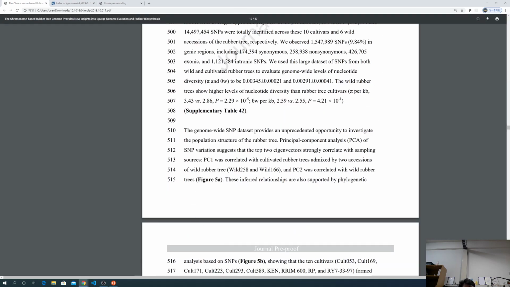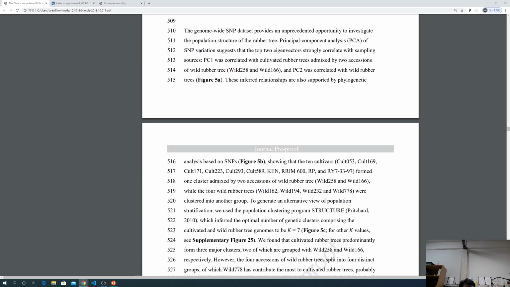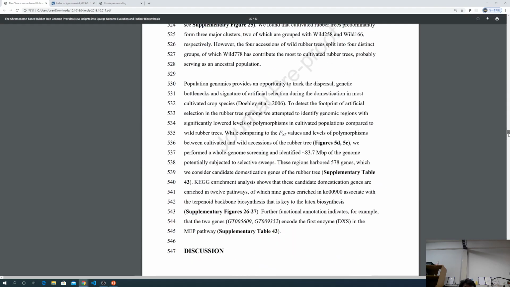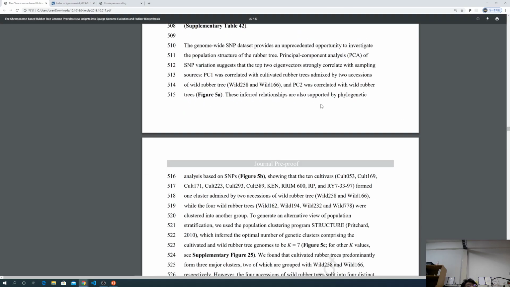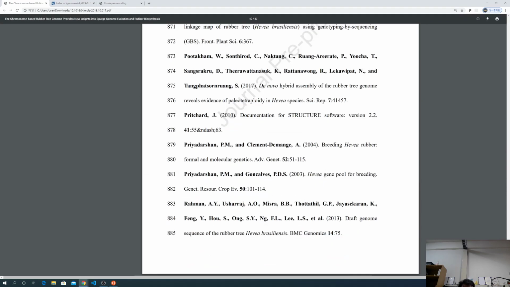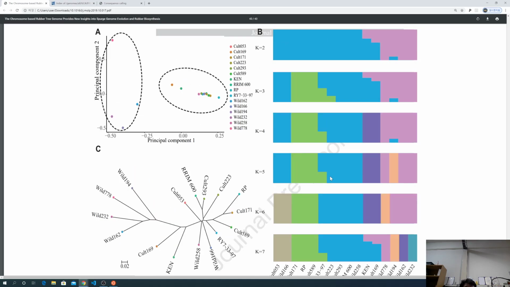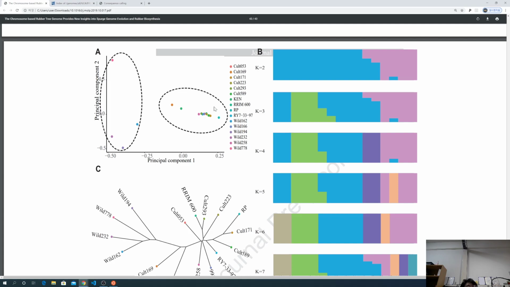And so they could classify the samples using PCA, of course. So there must be the figure. This one, this one. So I hate this color scheme. They have to change the color scheme. The cultivated.